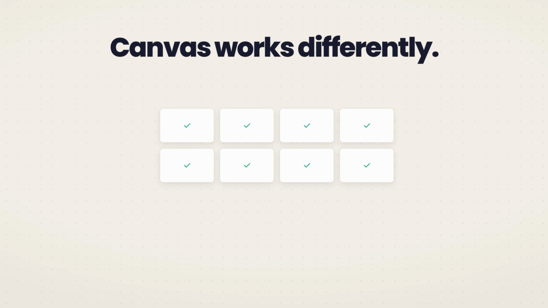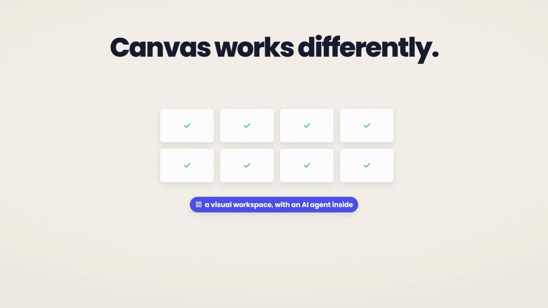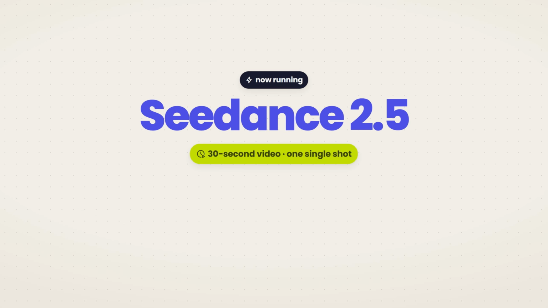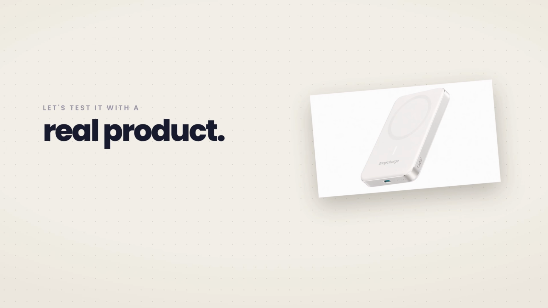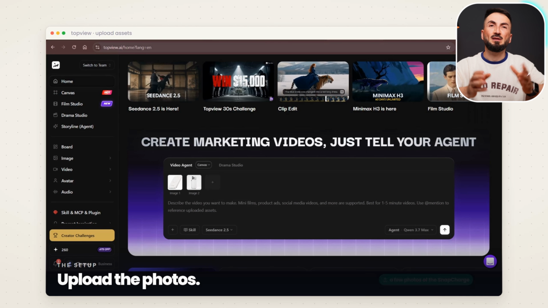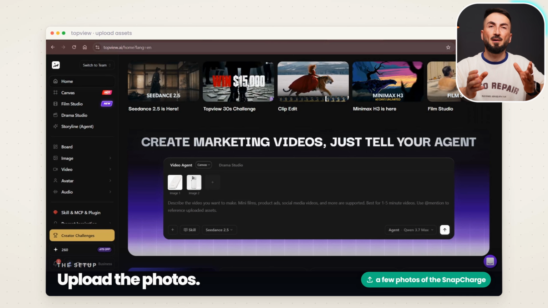Topview Canvas works differently. It's a visual workspace with an AI video agent inside. The agent can plan and build your whole video project. And you can still edit every step yourself. And it now runs Seedance 2.5. That's the new model that generates 30-second video in one single shot. Let's test it with a real product, this Snapcharge power bank.